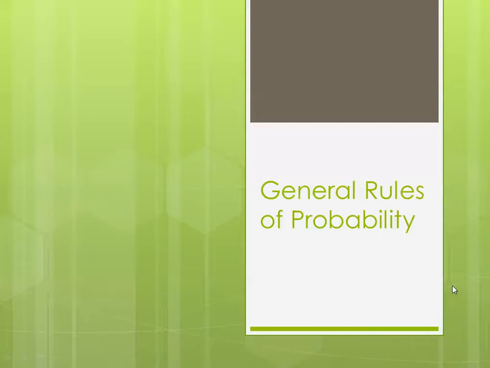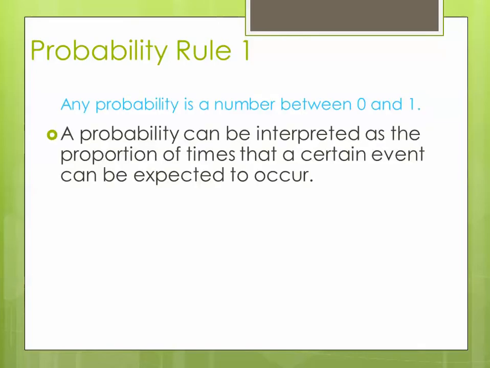This video is about the general rules of probability. So probability rule number 1 says that a probability is a number between 0 and 1. And think of it this way. We can interpret probability as the proportion of times that a certain event can be expected to occur.